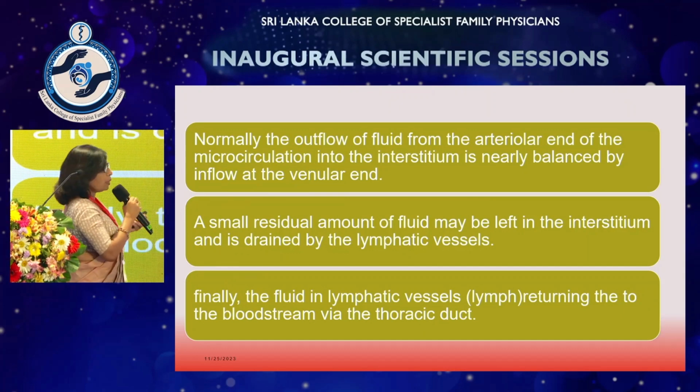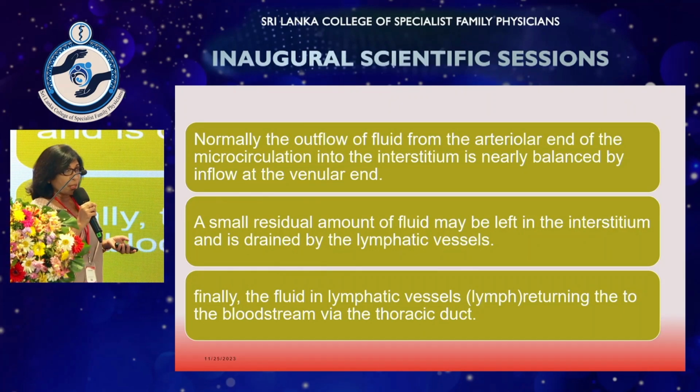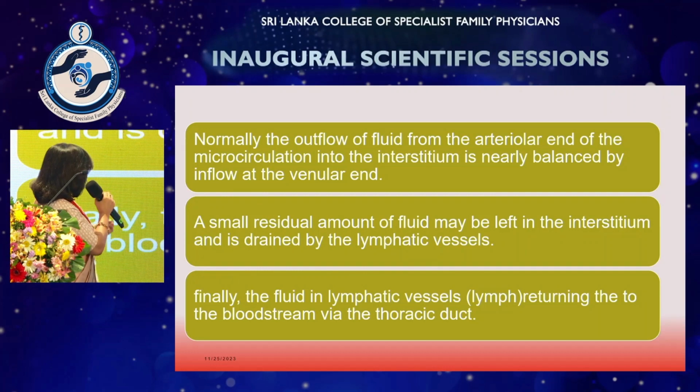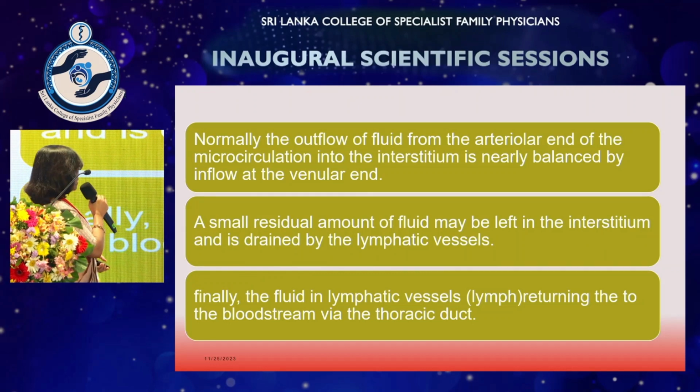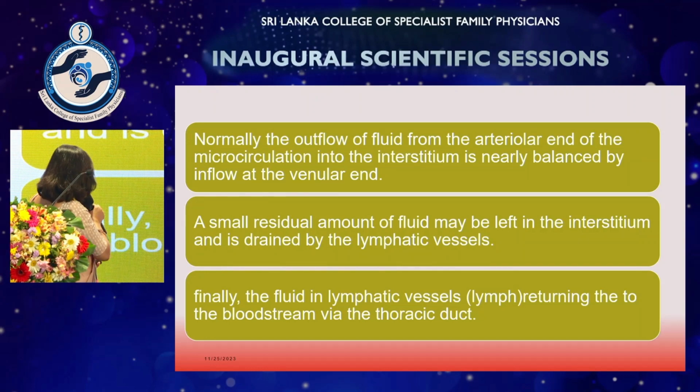Yes, normally we'll talk about the physiology. Normally the outflow of the fluid from the arteriolar end of the microcirculation into the interstitium is nearly balanced by inflow at the venular end. A small residual amount of fluid may be left in the interstitium and is drained by the lymphatic vessels. Finally, the fluid in the lymphatic vessels, that means it comes as lymph, returns to the bloodstream via the thoracic duct.